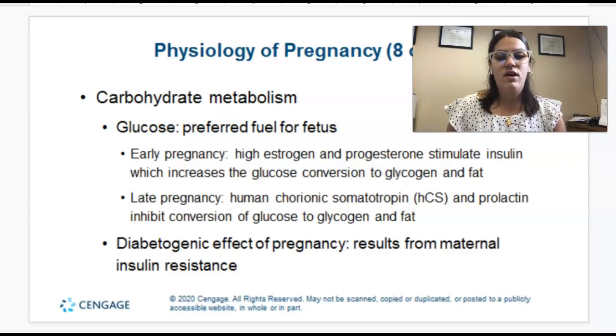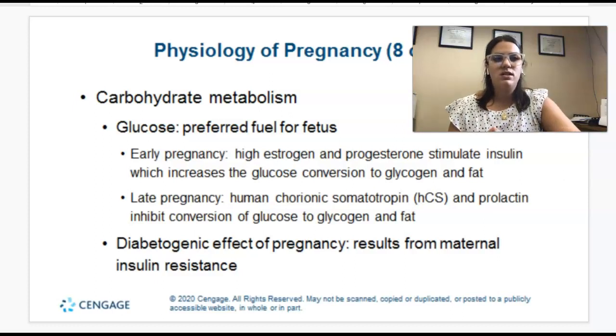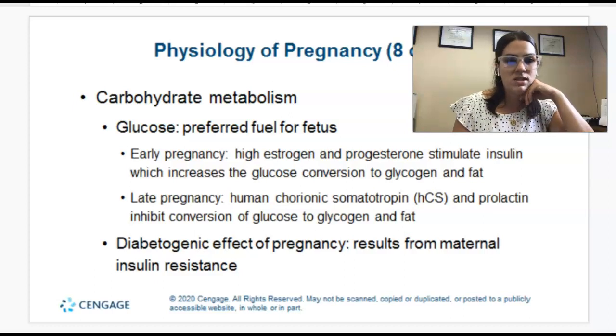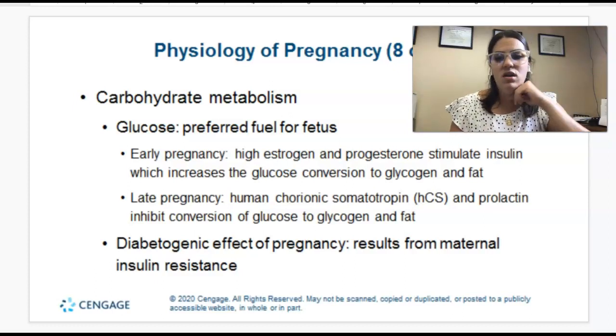So that kind of shows us how hormones can increase blood glucose beyond normal levels, and this is known as the diabetogenic effect of pregnancy. So it can kind of put you in this state of insulin resistance, this increase in HCS and prolactin. So this is why some moms may experience gestational diabetes when they don't typically have any issues before. But there's a little bit of research that suggests that women who have gestational diabetes tend to be a little insulin resistant even before the pregnancy.